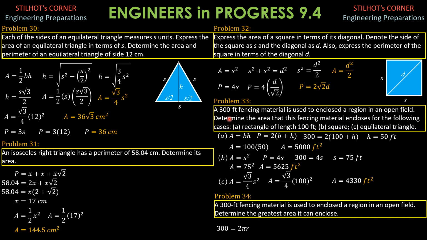So circumference 300 is 2 pi r. R therefore is 150 over pi, and the area of the circle is pi radius squared. So pi times the quantity 150 over pi squared. Using your calculator and expressing the answer as a whole number, it is equal to 7162 square feet, which is very much greater than 5625 square feet. So that shows that the shape of a region that will enclose the greatest area for a given perimeter is a circle.